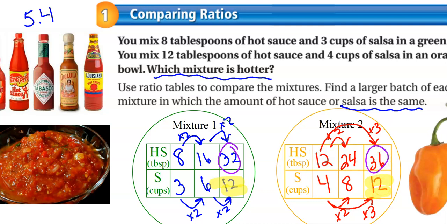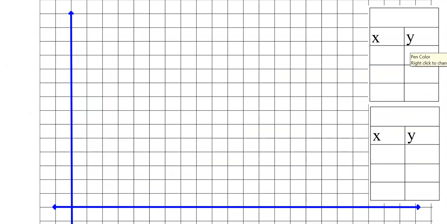Now I'm going to have you look at it a different way. And let's say we're going to graph this. And this is going to be my mixture 2. And this is going to be a ratio table for my mixture 1. And I have to decide, right, this is the x-axis, this is the y-axis. The x is called the independent variable, and this is the one that you change, and then the y depends on the x.